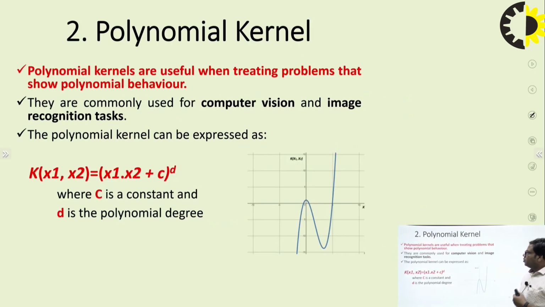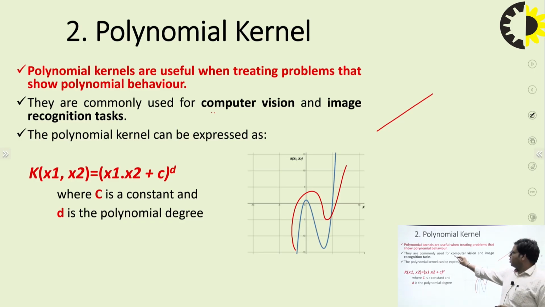Another could be the polynomial kernel. In the case of the polynomial kernel, we can have a kernel like this. In the linear kernel, the decision plane is a straight line. But in the case of the polynomial kernel, we can have a polynomial of any shape. Yes. This is good for computer vision and image recognition tasks. If your problem is related to computer vision, or your task is to recognize images or image classification, then the polynomial kernel can be used.